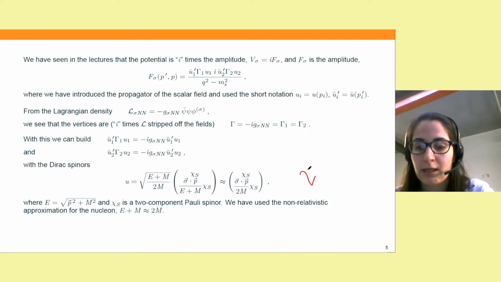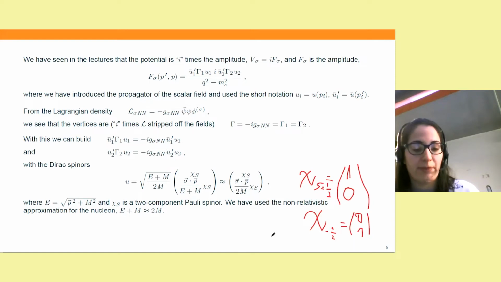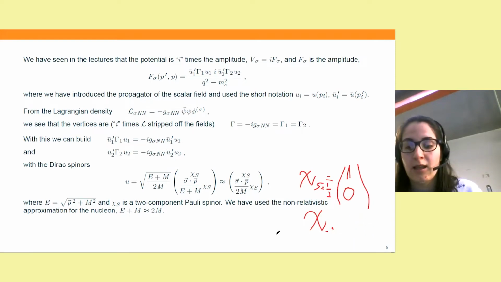that if we remember, this χ_s for s equal to 1/2 is simply (1, 0), and for χ for minus 1/2, this is simply (0, 1). It's the Pauli spinors, if you remember. Let me erase it.